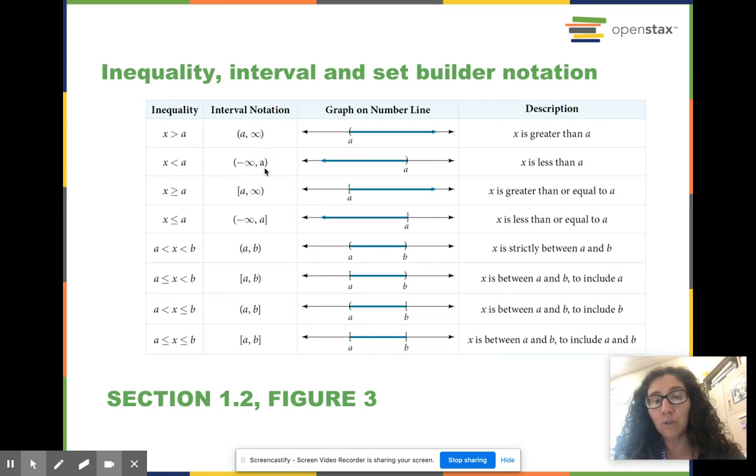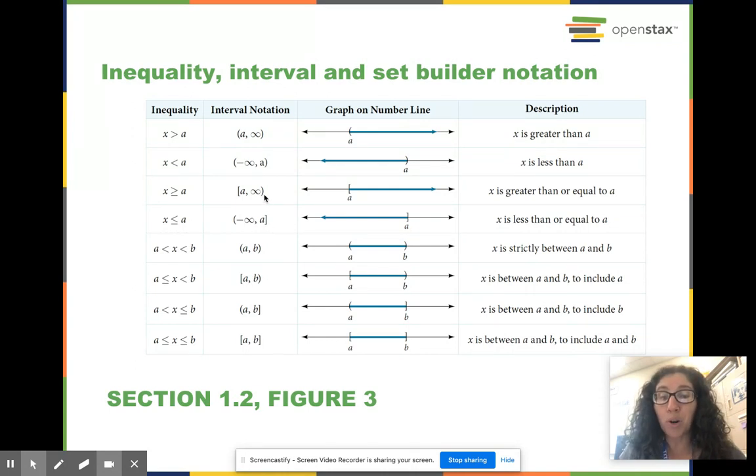When we're writing intervals, the number or value or expression that's on the left is always the one that's to the left on the number line, and the one on the right is always the one that's to the right on the number line. So again, here we're going from A to infinity, but we use a square bracket because it includes A, right? It's all the x's that are greater than or equal to A. And here we have a curved bracket for negative infinity and a square bracket for A.